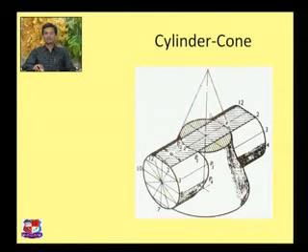This is another example of cylinder and cone intersection. A cone is in vertical position and the cylinder is lying in horizontal position, and this curve is the curve of intersection between cylinder and cone, and this sectional line shows the true shape of the section.